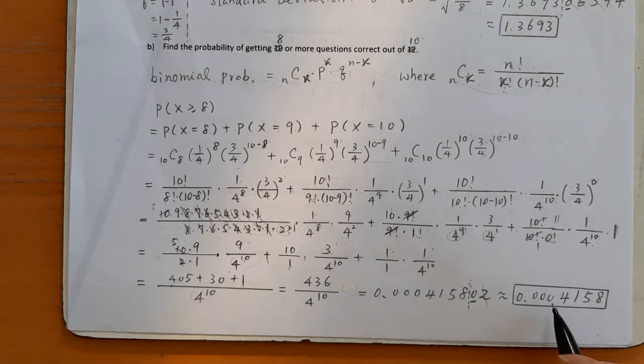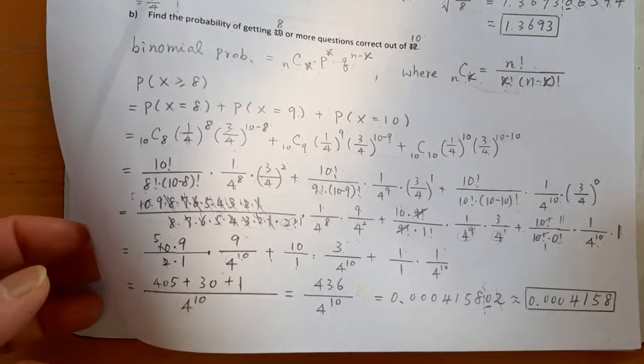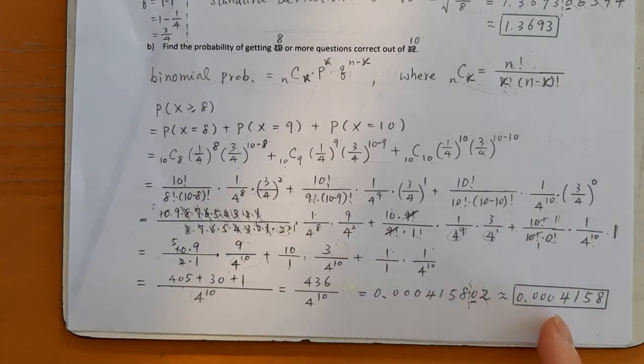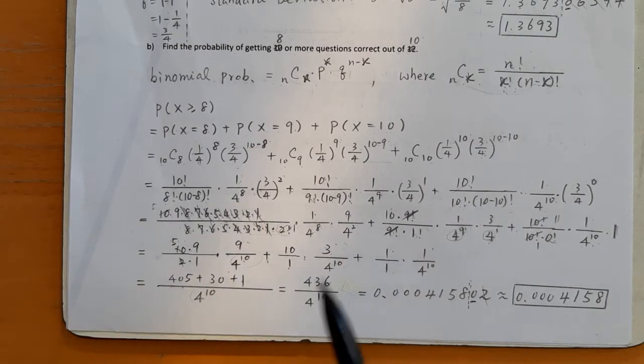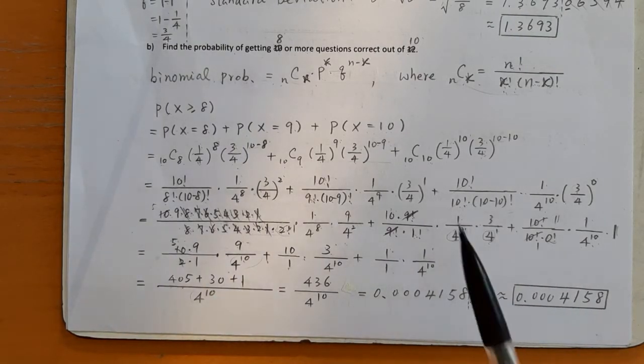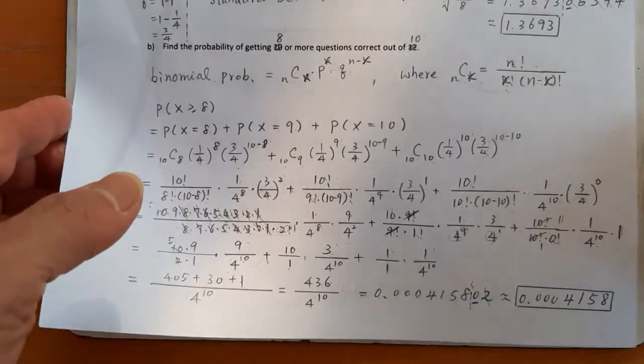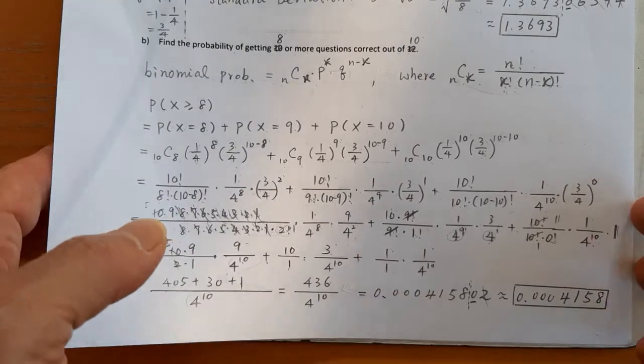So you can see this probability is very small. Find the probability of getting 8 or more than 8 questions correct out of 10 questions. It is extremely small for this multiple choice question.